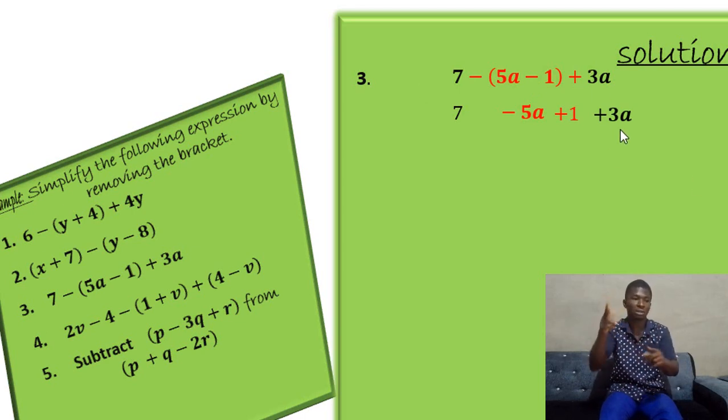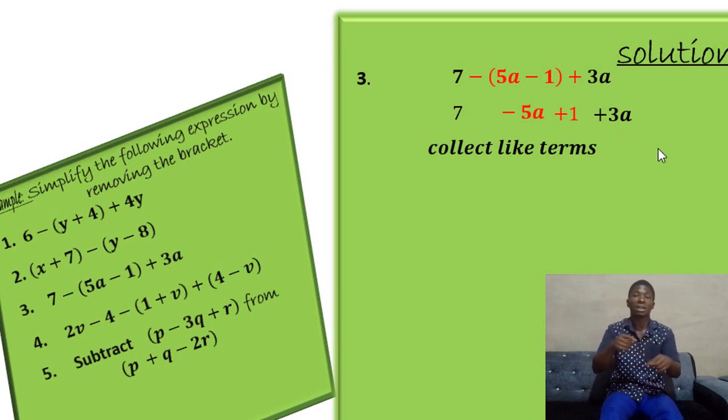So still collecting like terms, and what are the like terms? I have 7 here and plus 1 here. They are not having a. I believe you understand that. They are not having a, so they are like terms. You see me grouping them together here. Then I'm having minus 5a and plus 3a. Those 2 terms are having a, so they are a terms.